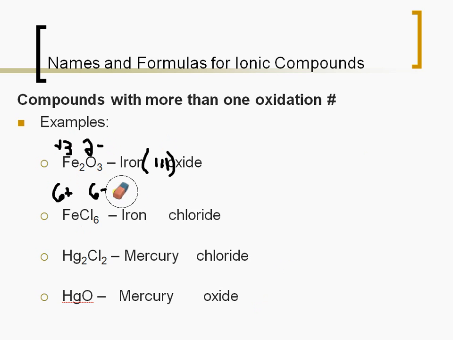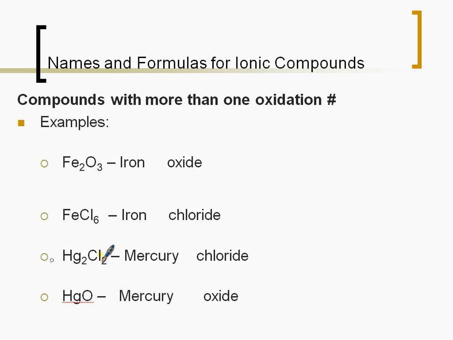Okay, moving on to the other one. Chlorine has 6 of them here, and I know that each chlorine is a 1 minus, so the bottom has to be a 6 minus. That means this iron has to be a plus 6 to balance out. So I have to write a Roman numeral VI. So it's iron 6 chloride. That lets me know that it's an iron 6.